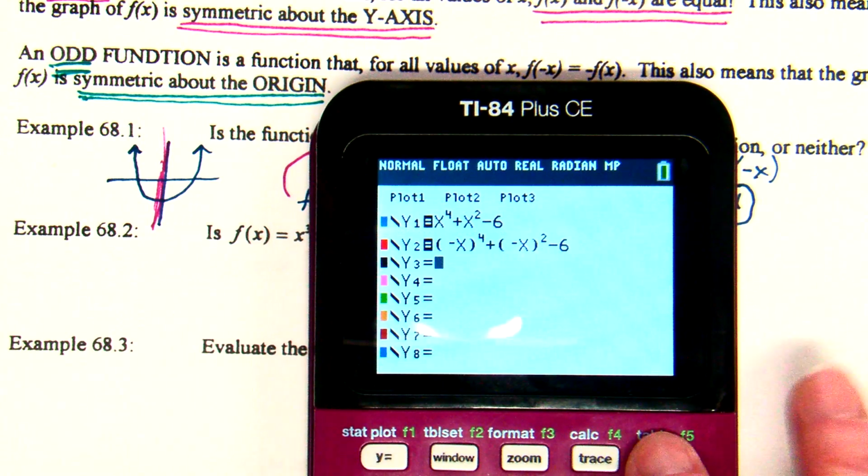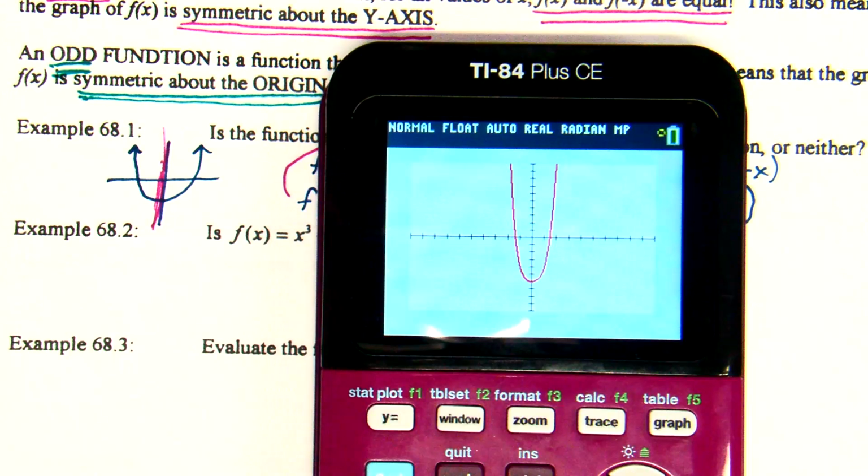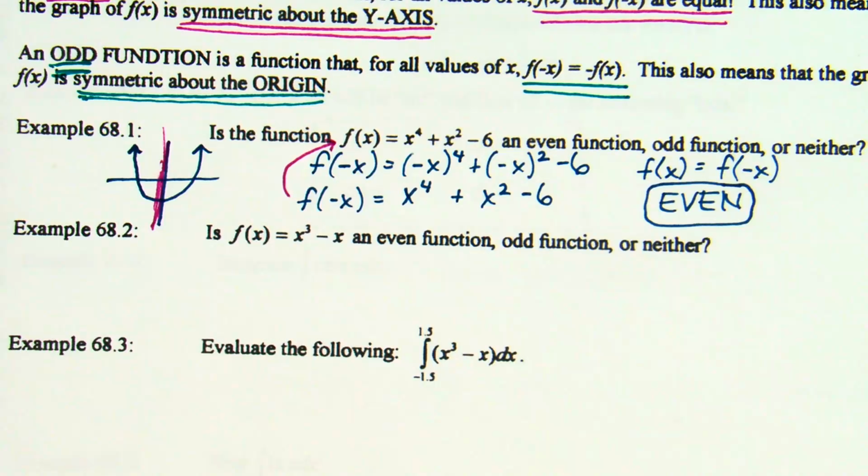Okay, so the point is we have a fourth degree equation. It kind of looks a lot like a parabola. It's centered on the y-axis. It's symmetric across the y-axis, so it is even. Okay. If you're going to use the graph, though, the idea of using a graph is just use one and see, is it symmetric across the y? Okay. Next one. Is f of x equals x cubed minus x even, odd, or neither? So what do I start off doing?